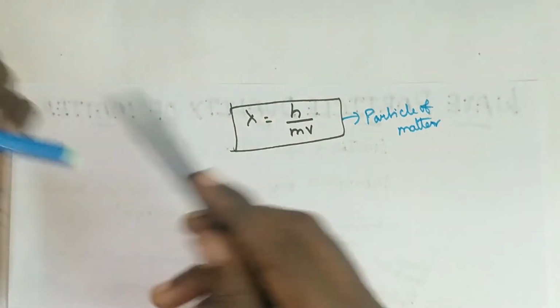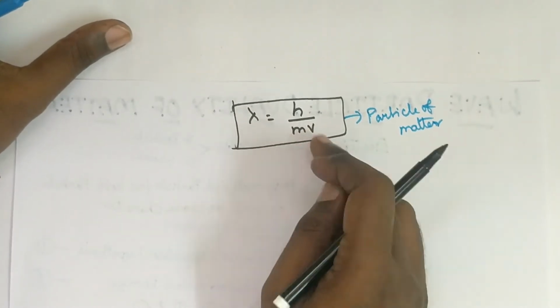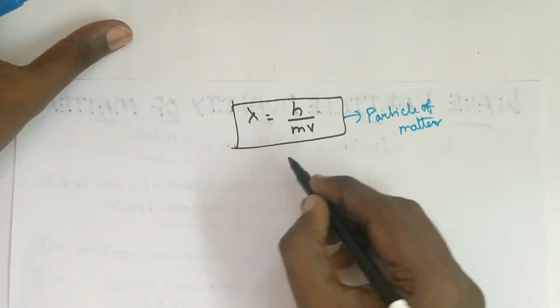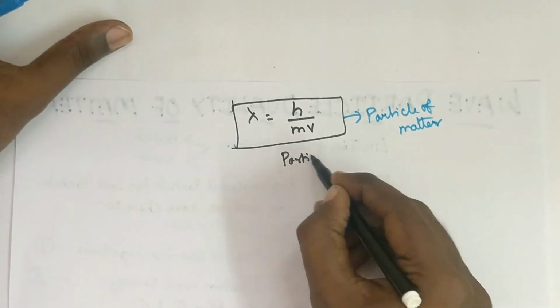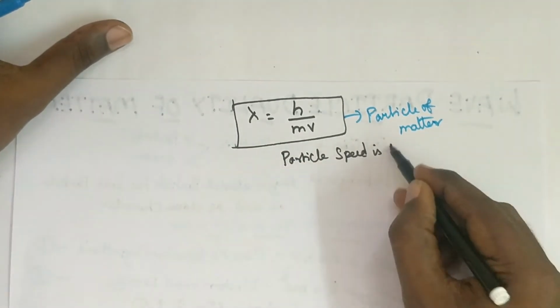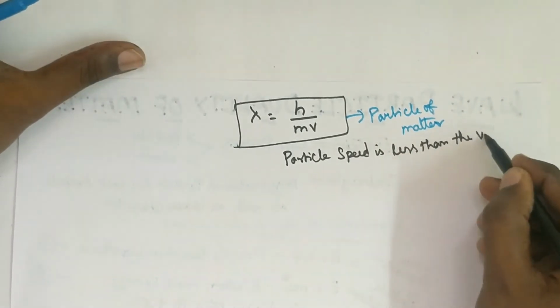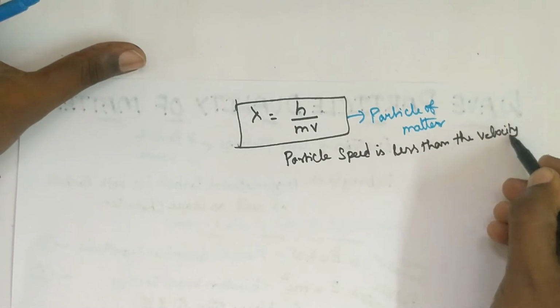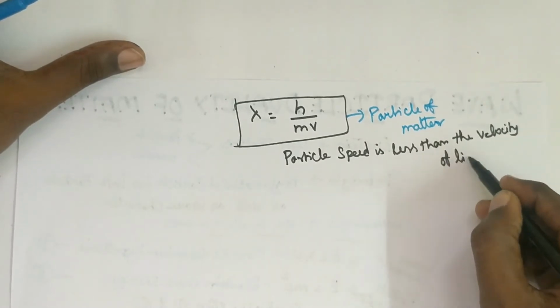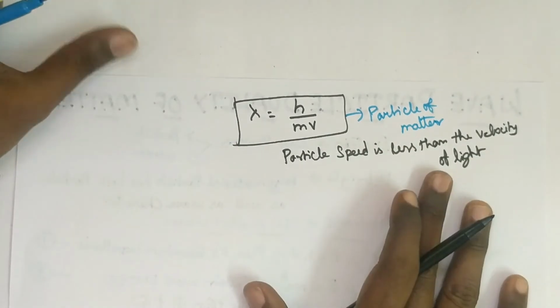So this is all about the Einstein equation. This is valid only when the particle speed is less than the velocity of light. Always remember, the particle speed is less than the velocity of light. It is valid only under this condition.